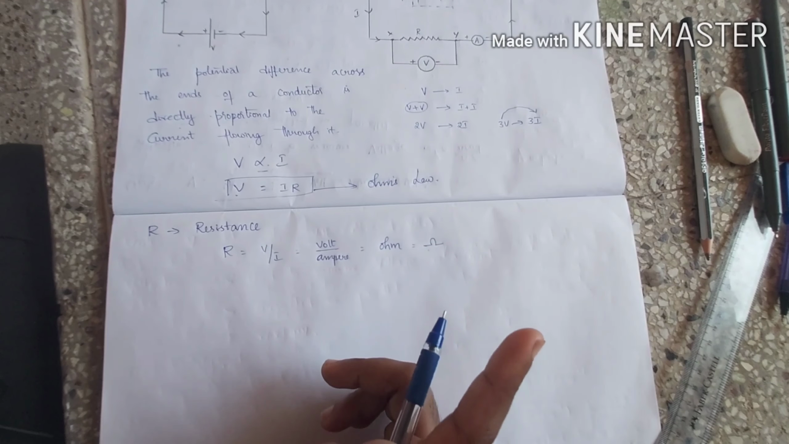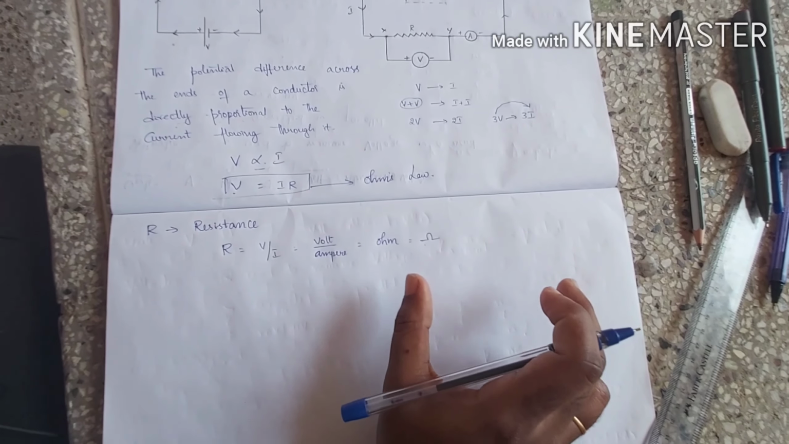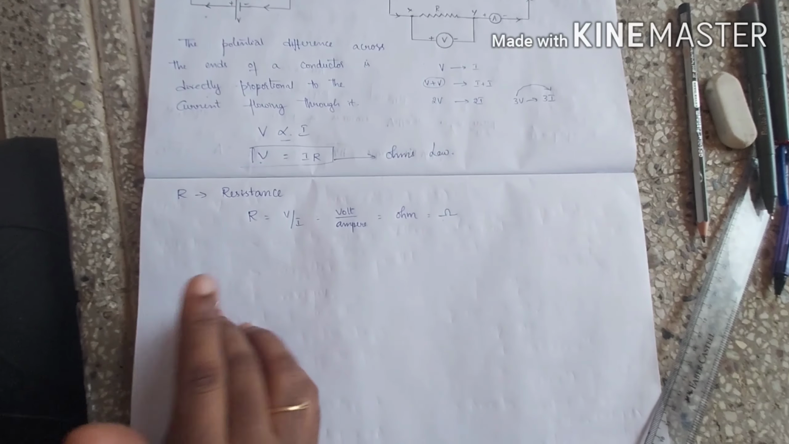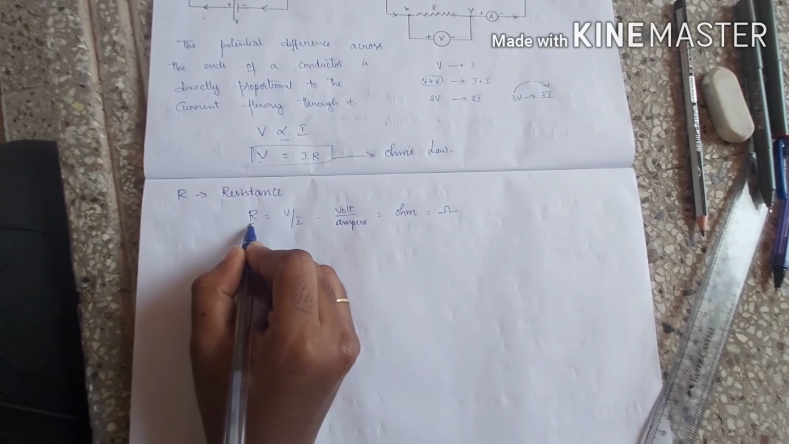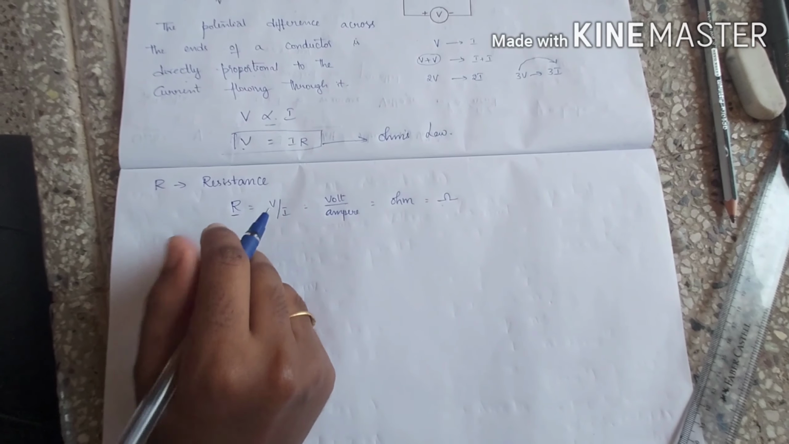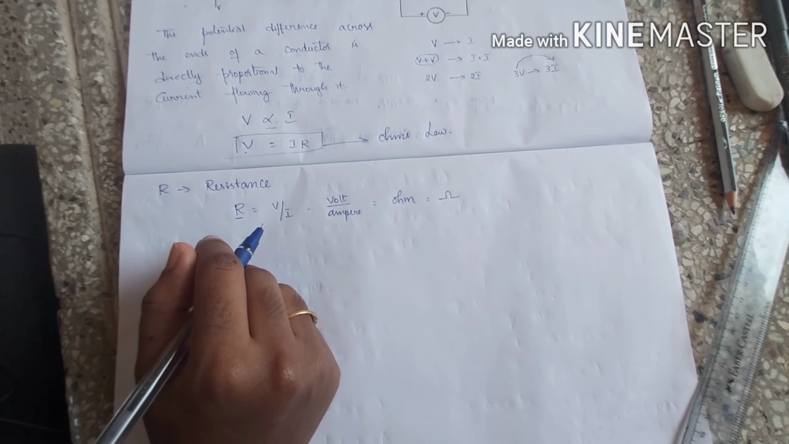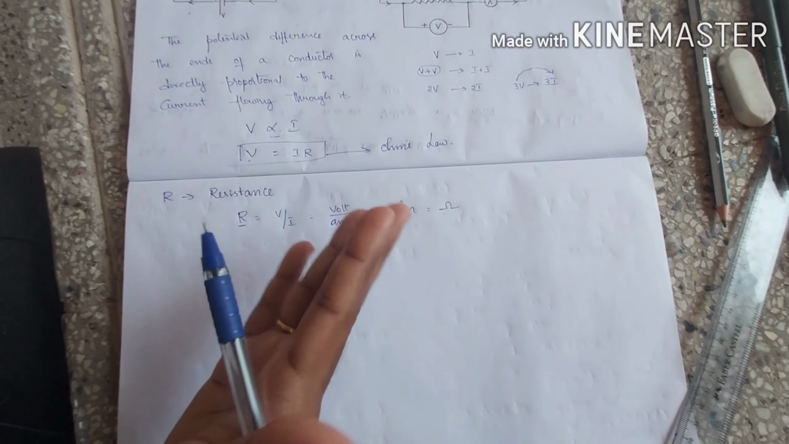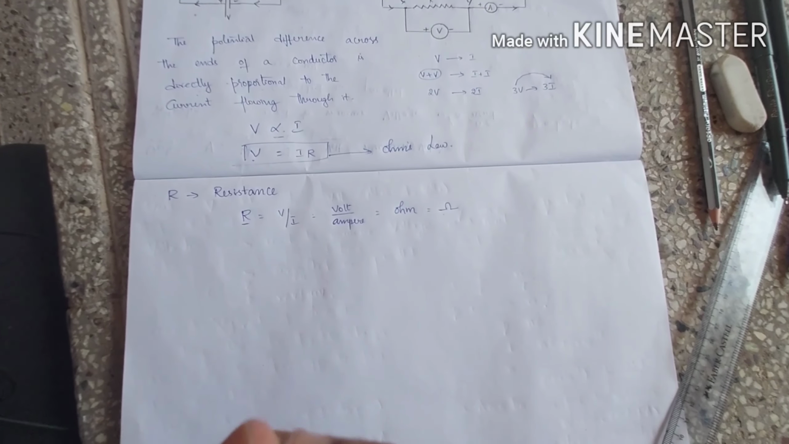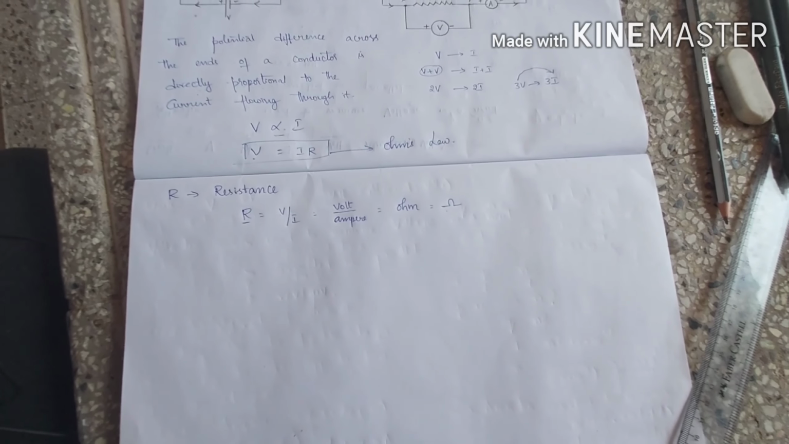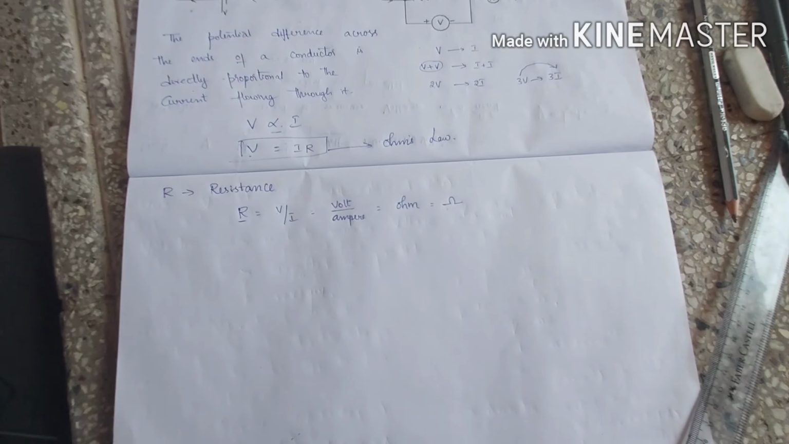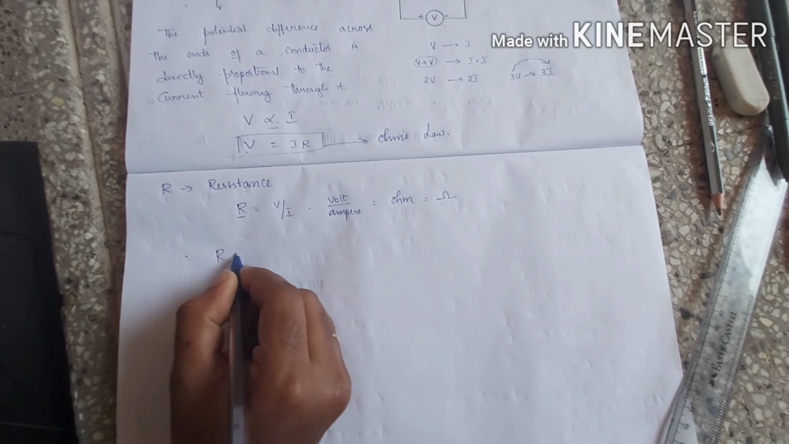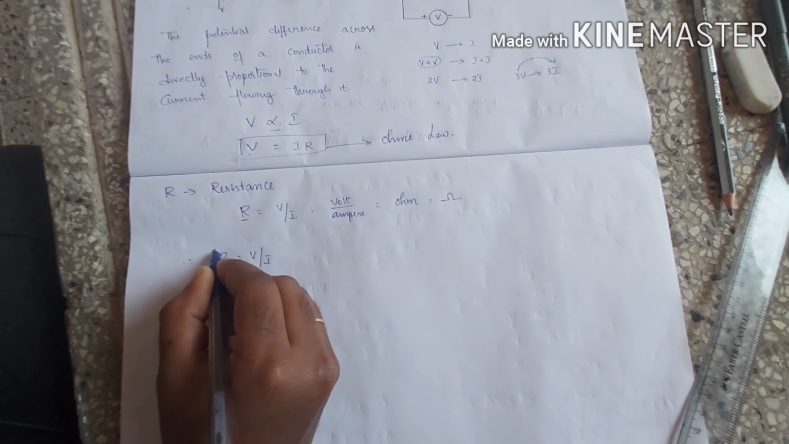If 1 ampere of current flows in a circuit having a potential difference of 1 volt, then the resistance is said to be 1 ohm. Resistance R will decide whether the material that we connect in the circuit is a good conductor, a poor conductor, or a resistor. As I've already told, every material that we connect in a circuit has its own value of R. R is V by I.